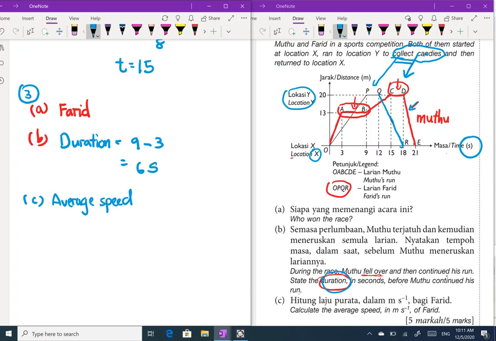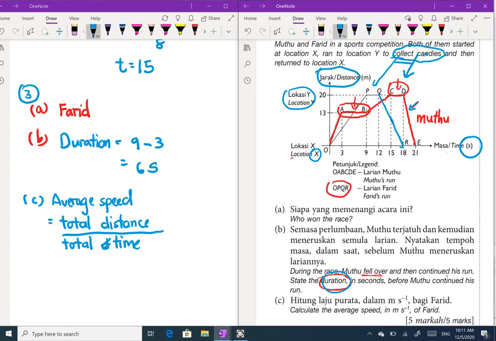Average speed is total distance divided by total time. Be careful with this graph. This is distance versus time. Okay, now we see the graph of Farid.